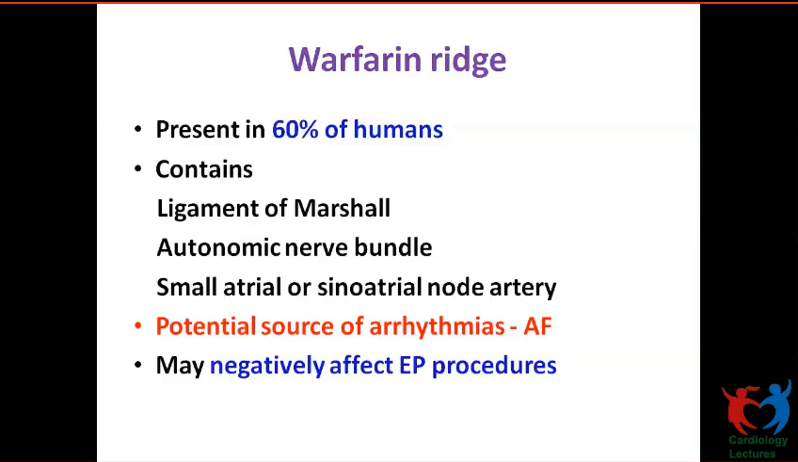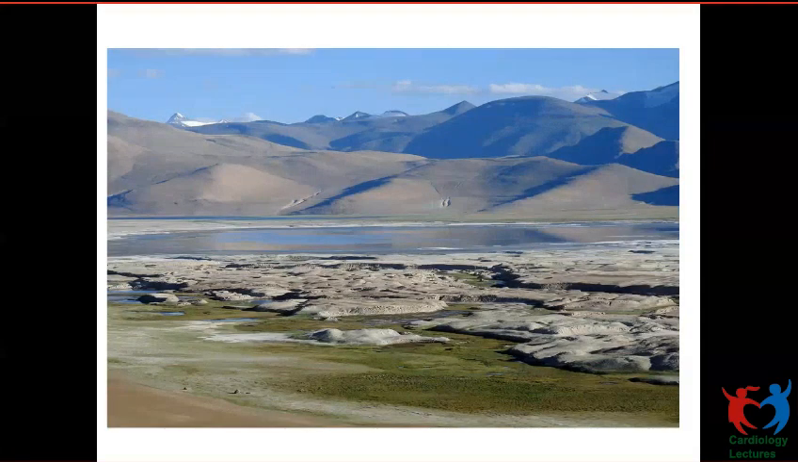Okay. So this is again a normal variant. You should know what are all the normal variants in the right atrium, right ventricle, left ventricle, and left atrium. So we move on to the abnormalities.